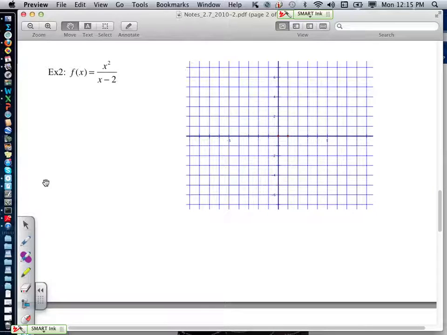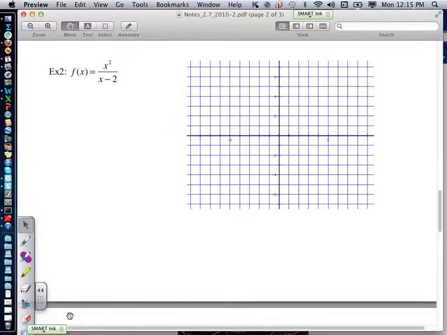So we need to do our long division to figure out what that slant asymptote is. So we start with x squared. We're going to divide by x minus 2. So I do the division. I just get x. X squared divided by x is x. So now multiply. X times x is x squared. X times -2 is -2x. And now subtract.